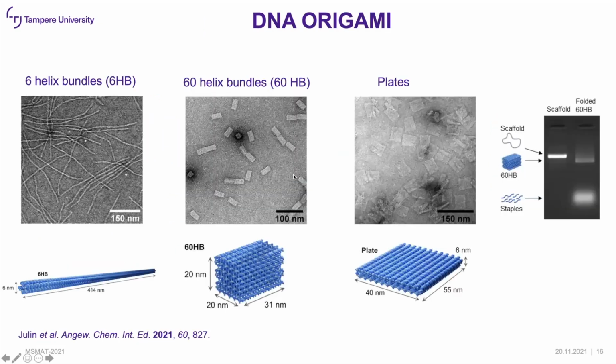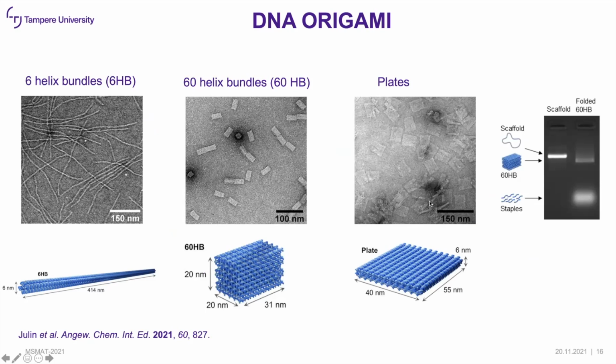So we use 3 to 4 different types of DNA origami as biotemplates. And here I'm showing you a 6-helix bundle, which means that this has 6 strands or helices, and it's about 400 nanometers long. And here is a TEM image of a 60-helix bundle, which only differs in the length and the height, and it's about 30 nanometers in length, 20 nanometers in width and 20 nanometers in height. And then we can also use plate-like structures.